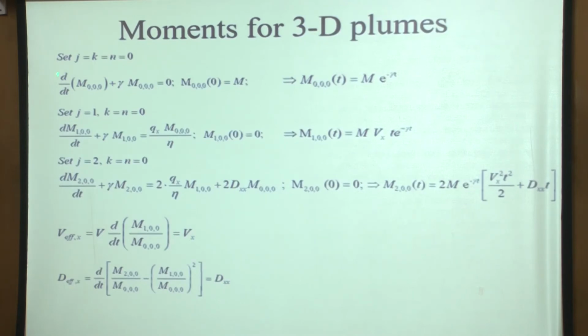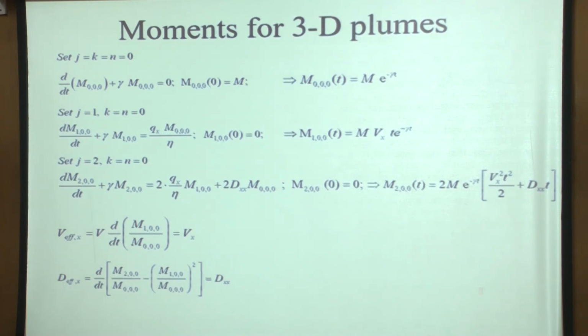So the zeroth moment, what this tells me is the total mass in my 3-dimensional plume. That is because by definition this is simply the concentration integrated over the entire plume. So I get a simple differential equation with an initial condition of m. Its solution is simply m times e to the power of minus gamma t. So all it says is the total mass that's there in the plume, with time it's going to decay by this particular rate.